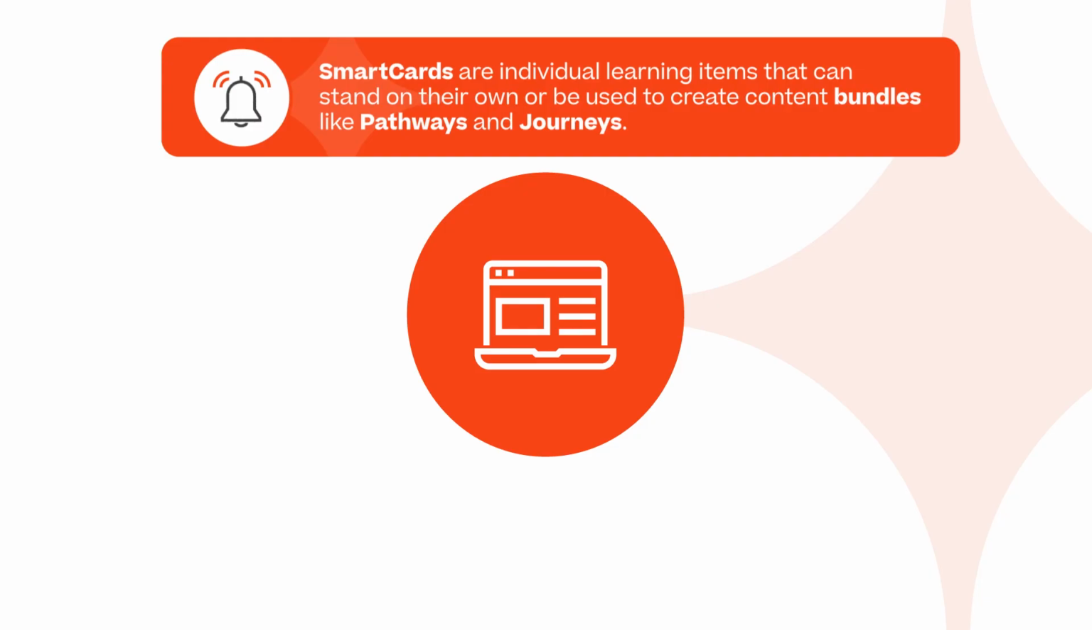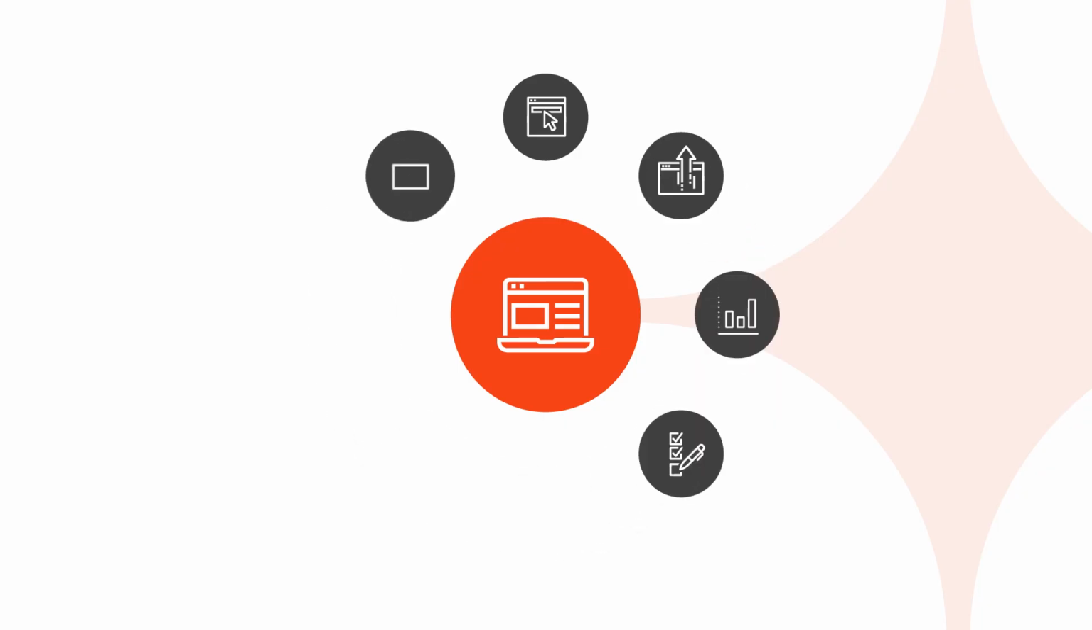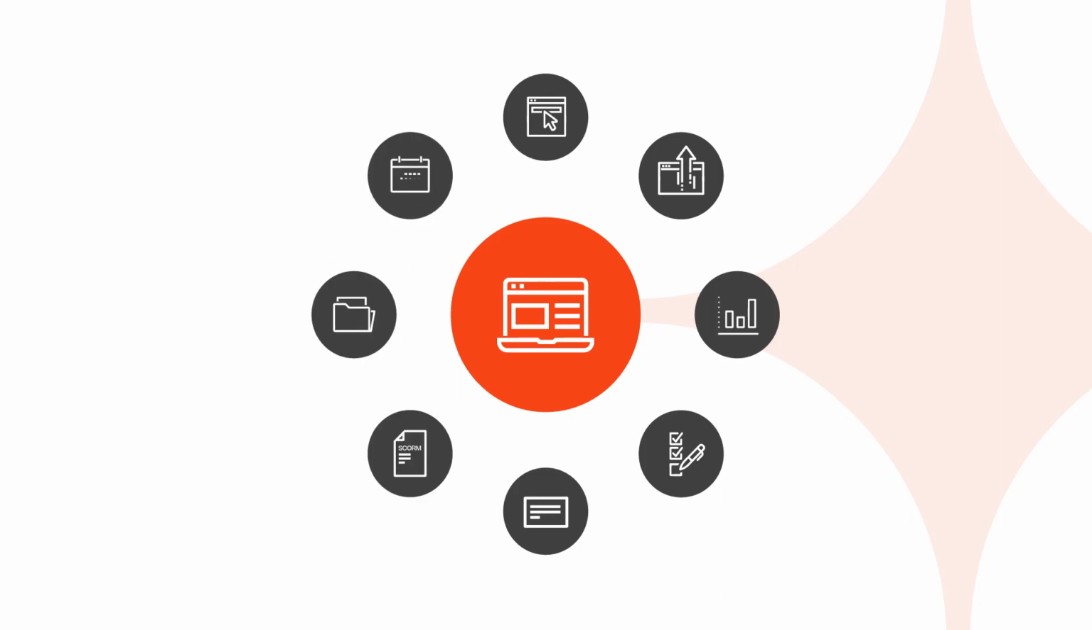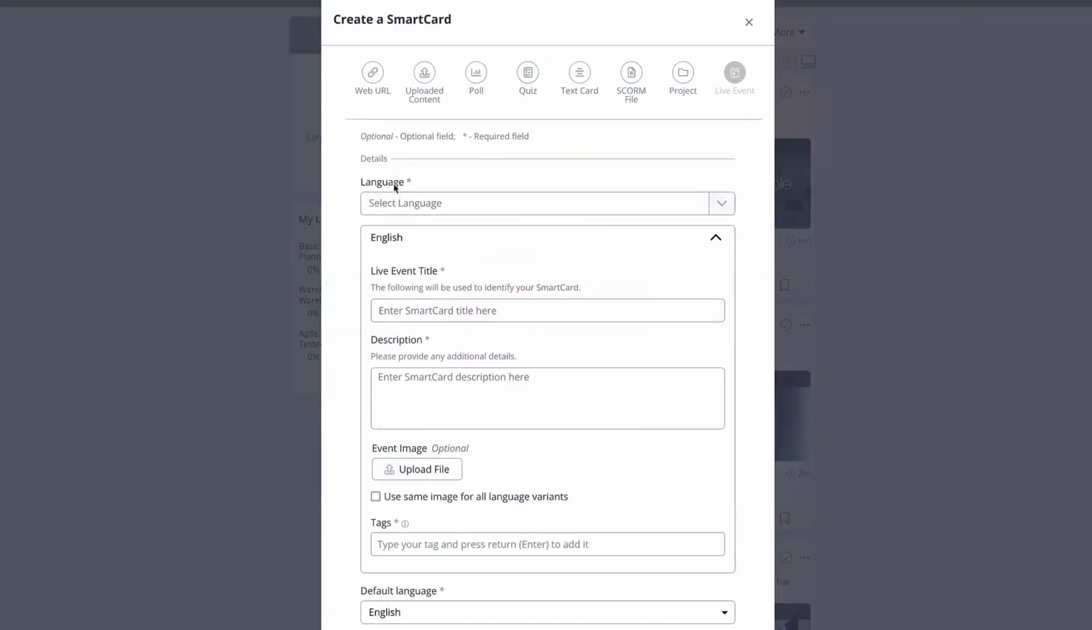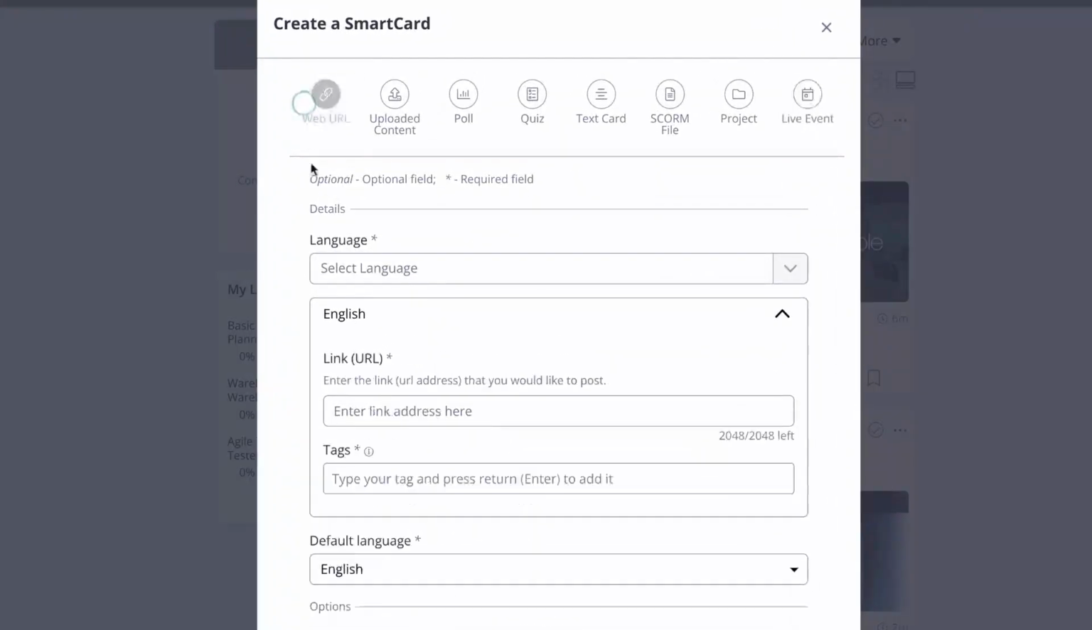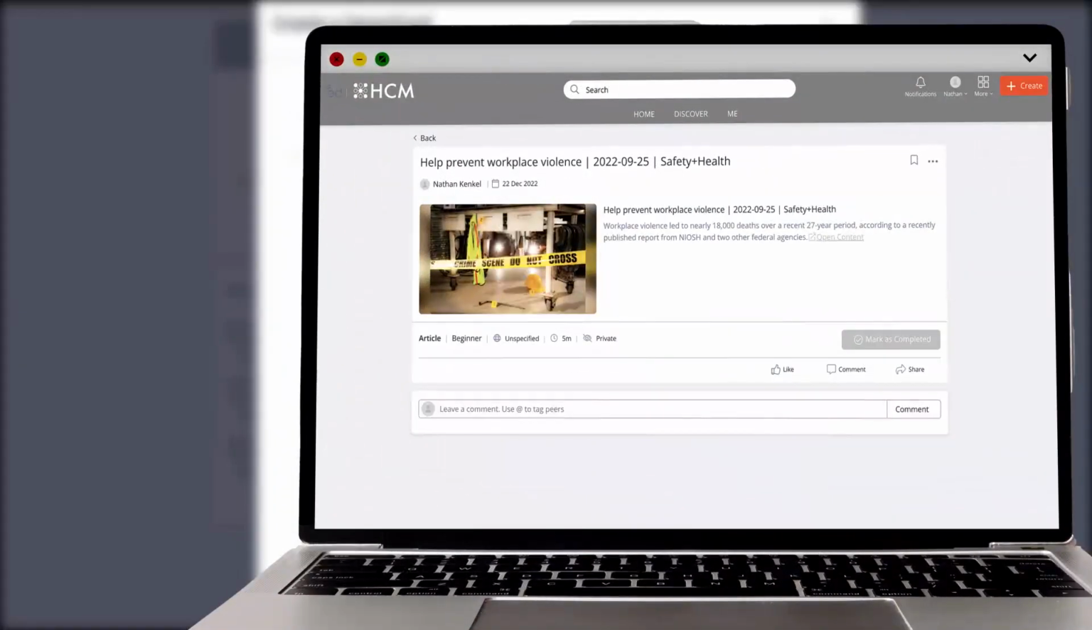Smart cards are individual learning items that can stand on their own or be used to create content bundles like pathways and journeys. There are several types of smart cards: web URL, uploaded content, poll, quiz, text card, SCORM file, project, and live event. With the web URL option, you can share web-based articles, videos, and even websites.